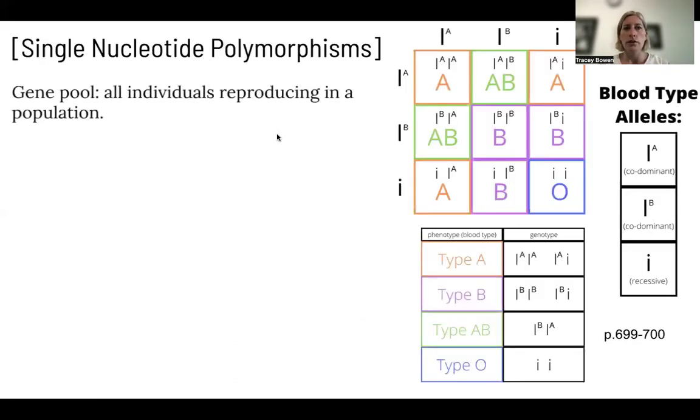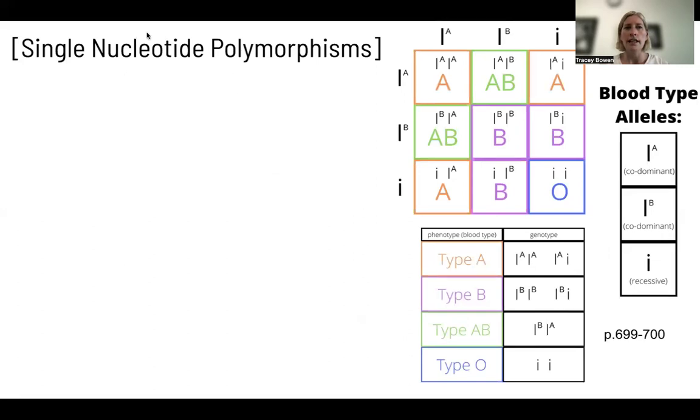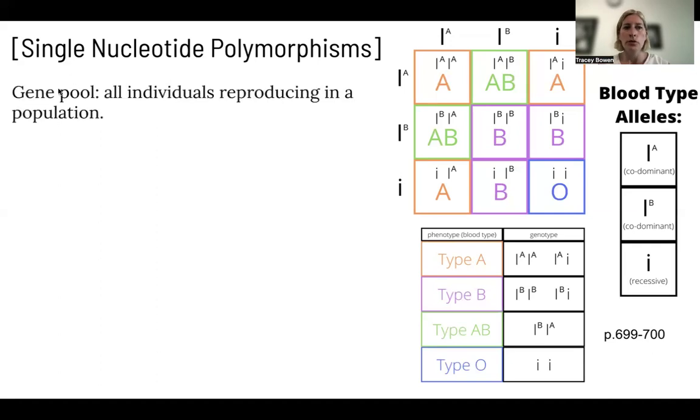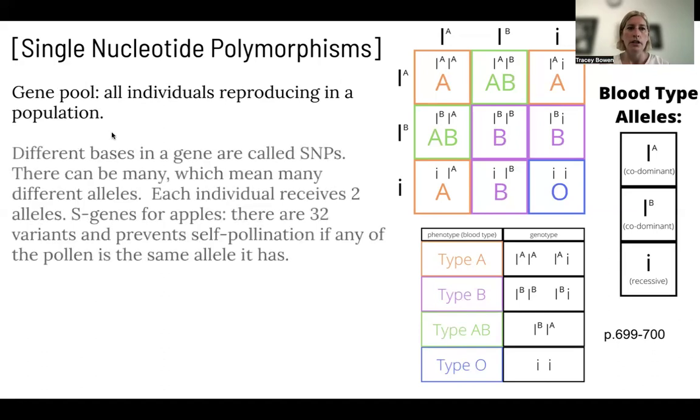So single nucleotide polymorphisms are related to small changes that occur in genes, and it could be in coding sections of genes or non-coding sections of genes. And these are going to cause alleles. And then the gene pool is all the individuals reproducing or able to reproduce in a population. So if we have different bases in a gene segment, then those are going to be called SNPs, single nucleotide polymorphisms. There can be many, and that means that there can be many different alleles.